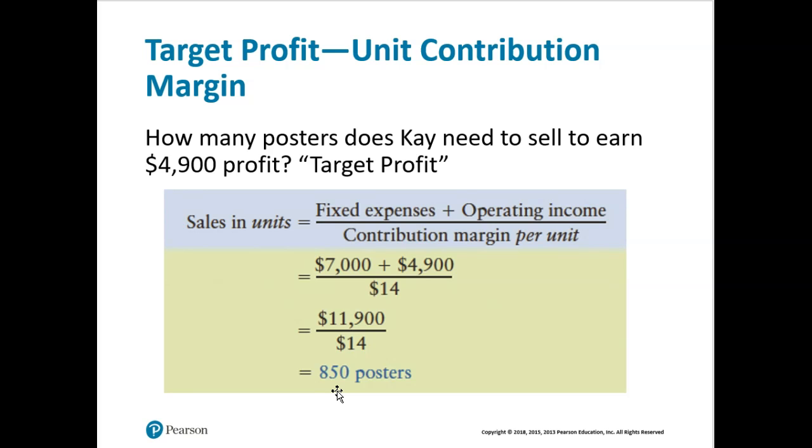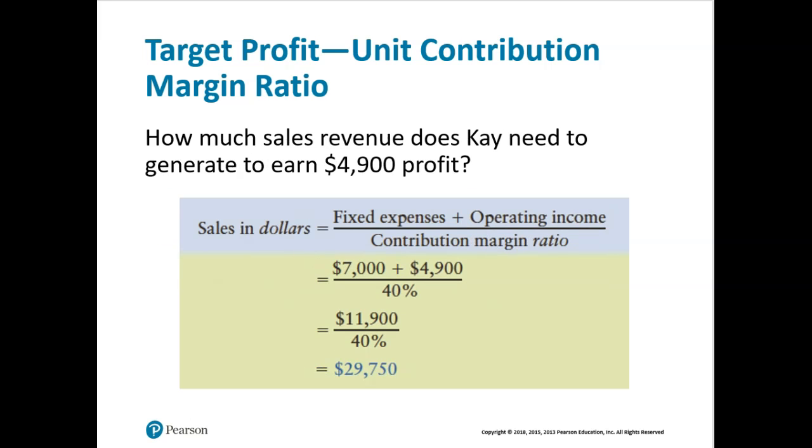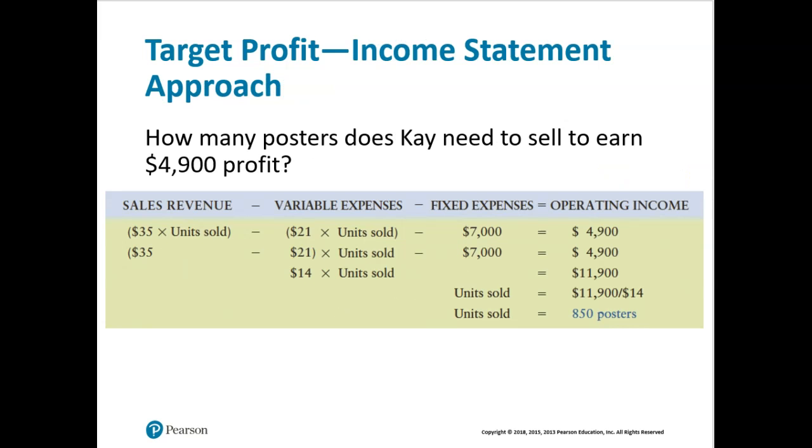Okay, now if we wanted to know what the sales had to be in dollars, we would divide that by the contribution margin ratio. Okay, so fixed expenses plus operating income divided by the contribution margin ratio gives us 29,750 in sales. Okay, all right, this is really handy stuff. I don't know how many businesses, especially small business, really use this. You know, when you're big, it gets more complicated, but it's such good information.